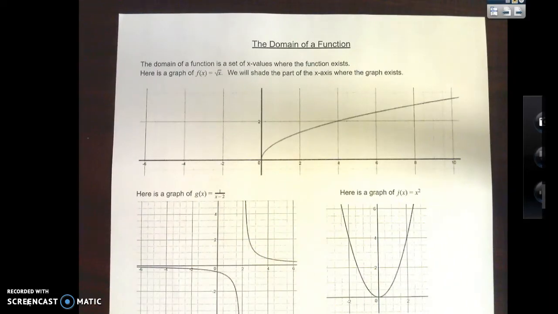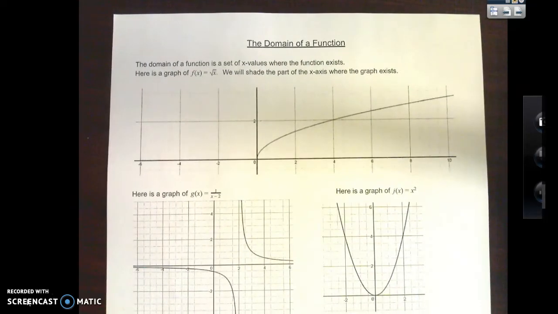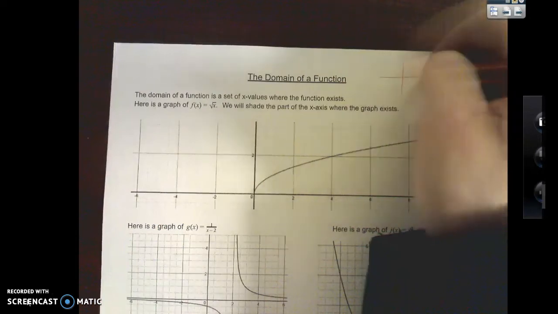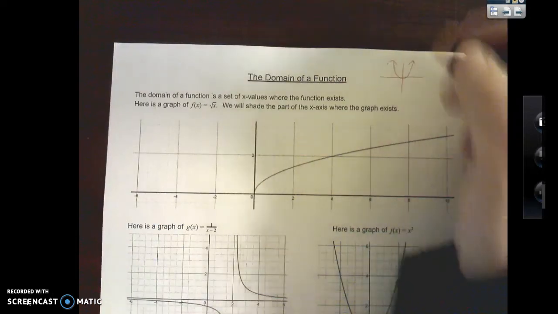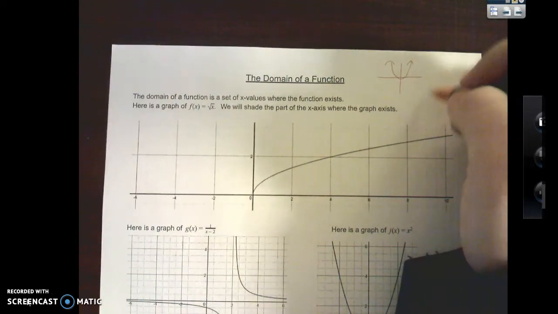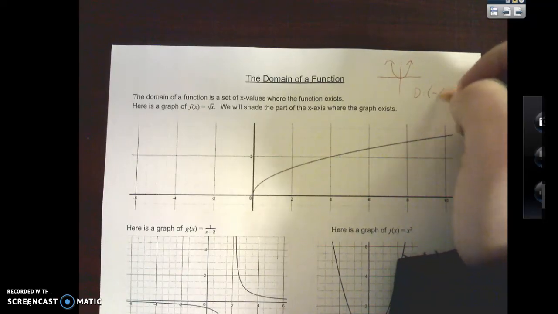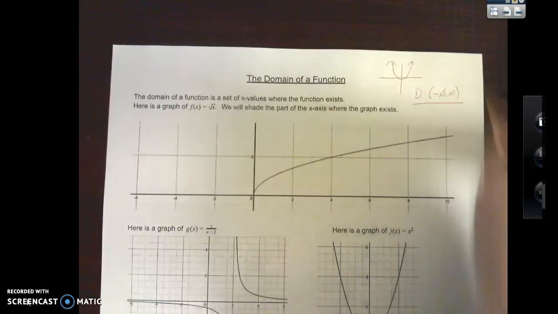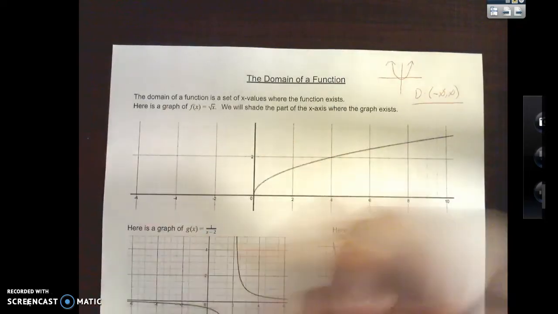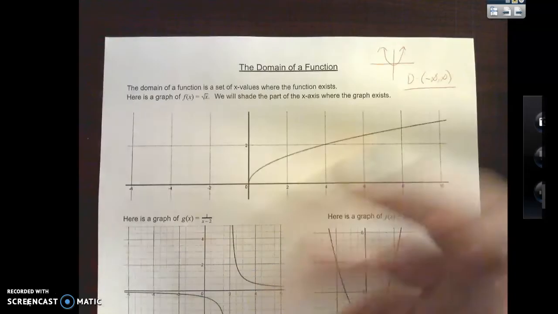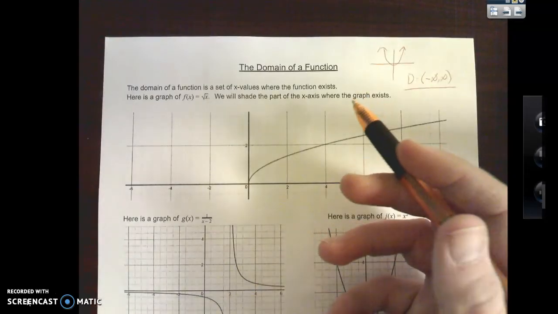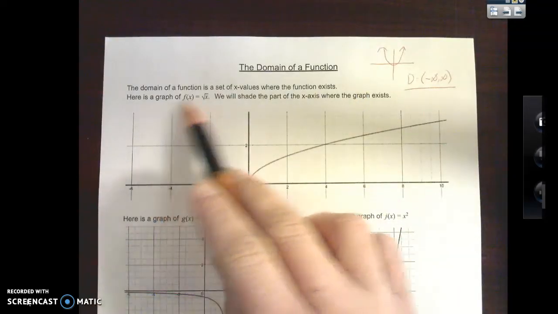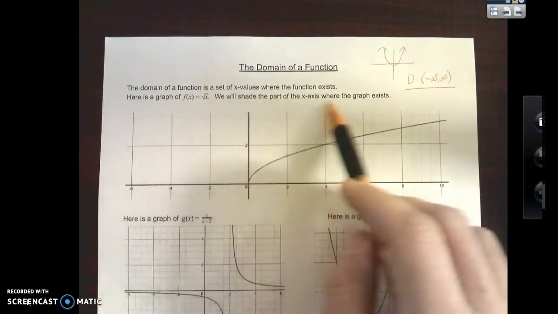So we talked about this the first month of school. I don't know if you guys can remember, but we talked about parabolas, and I said, how far left can this go? How far right can this go? And when I asked you about domain, the domain of a parabola was always negative infinity to positive infinity, because it would go left forever and it would go right forever. Well, now we're going to be taking a look at some graphs that don't always go negative infinity to positive infinity. So the domain of a function is the set of x values where the function exists.